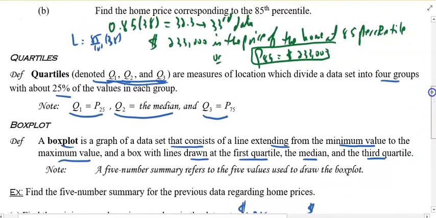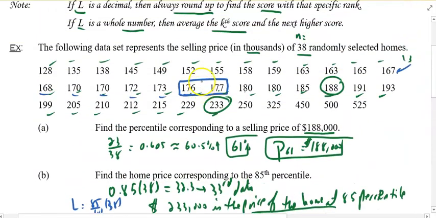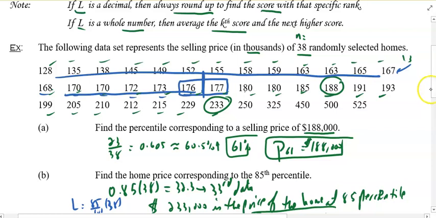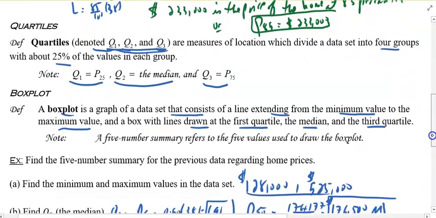So if I go up, basically what I'm doing, since this is the median right there, I'm going to take this bottom half and find the median of it. And that tells me it is the 10th score. 1, 2, 3, 4, 5, 6, 7, 8, 9. 10th score is 163,000.